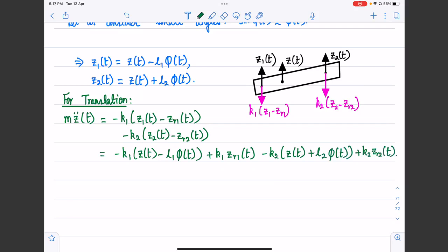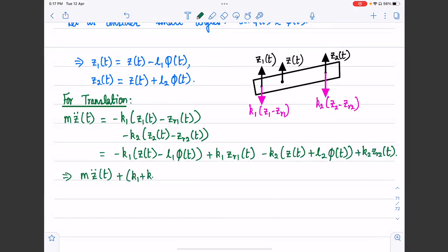Okay, so that's what we'll have. Okay, so I'm just expanding. Now let's collect terms. I'm going to collect terms in a certain way so that we can do pretty much the similar analysis that we did in the previous class as far as natural frequencies are concerned, right? So we will collect and write like this.